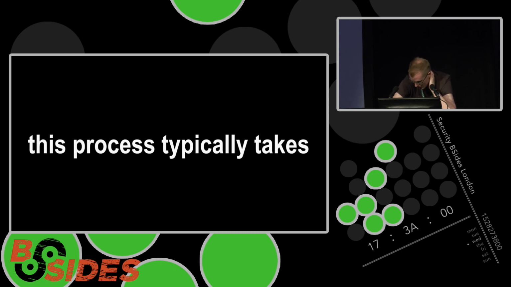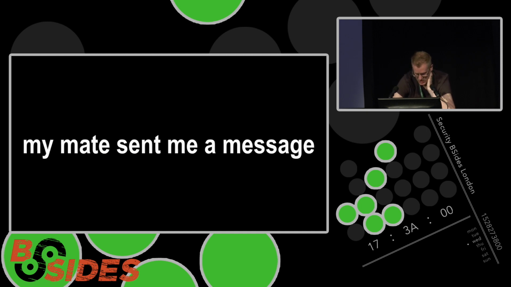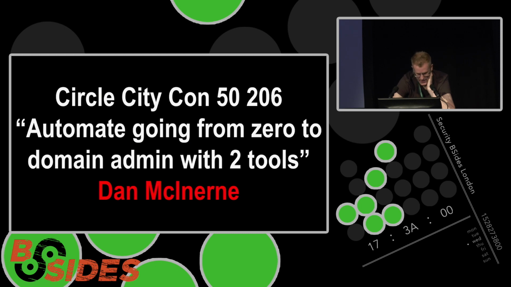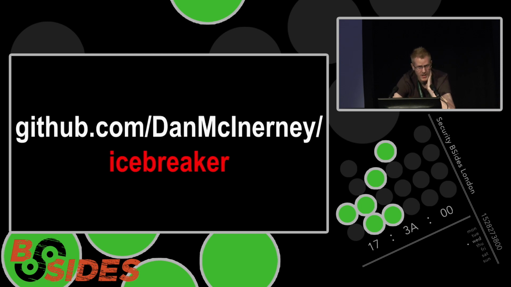Okay, this typical process takes between 30 minutes and 4 hours, sometimes very, very quick. You can sometimes just respond and get a DA immediately. Anyway, now you can automate this. So my friend sent me this message, you'll like this talk, and it comes from this talk. And the quick version is, Dan has released a script called Icebreaker. Has anyone here heard of Icebreaker?